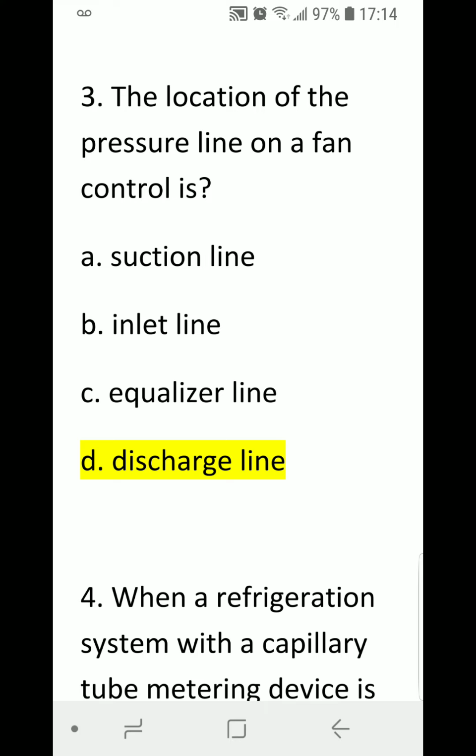Number 3. The location of the pressure line of a fan control is A, suction line; B, inlet line; C, equalizer line; D, discharge line. Correct answer is D, discharge line.